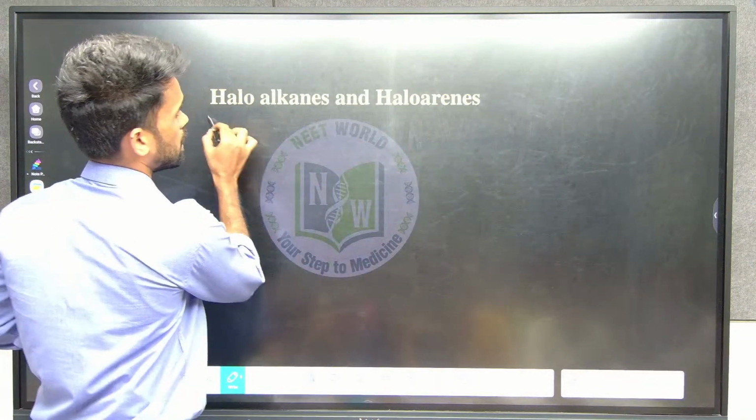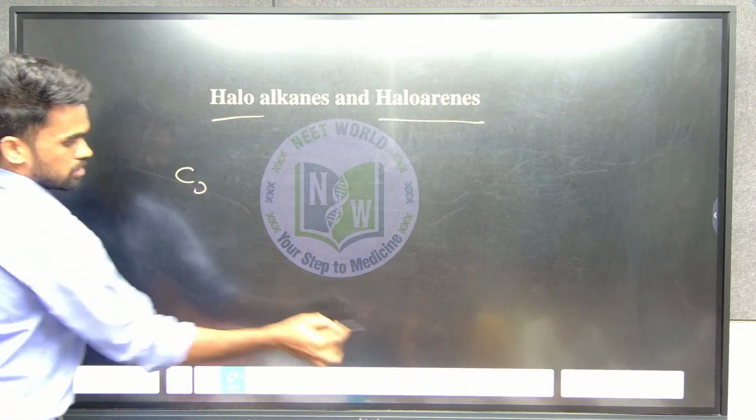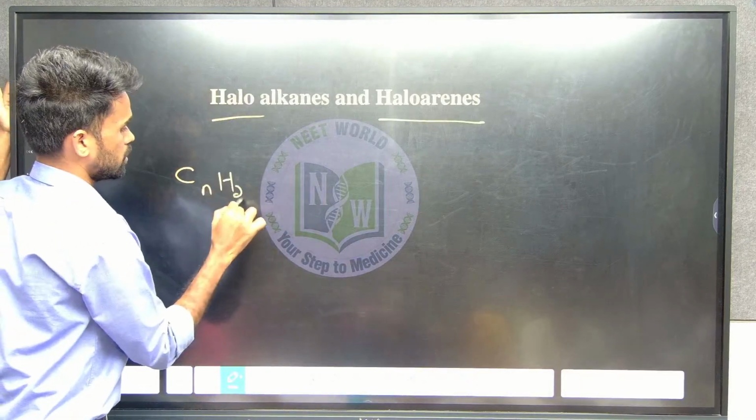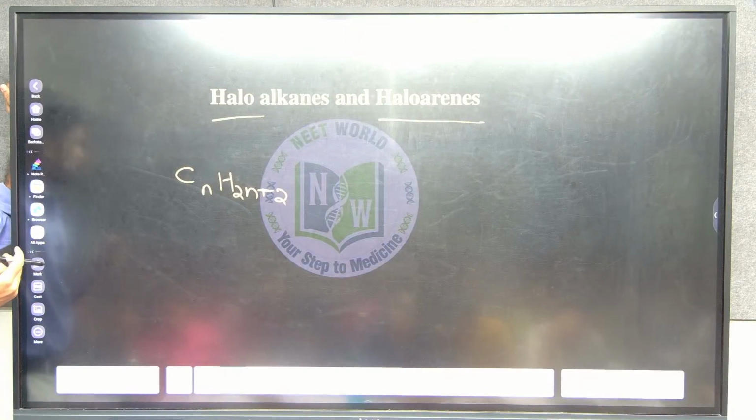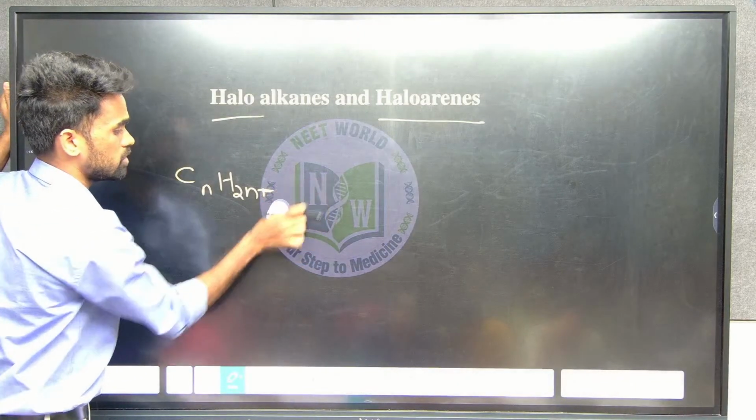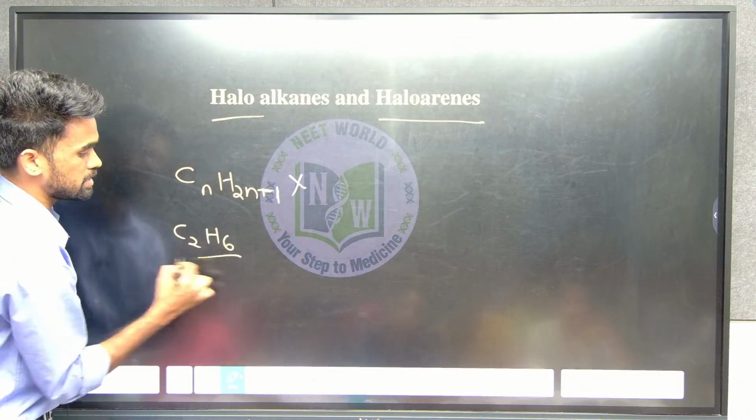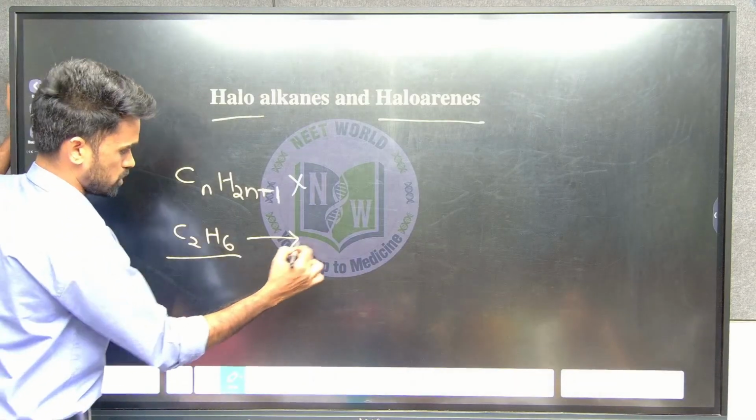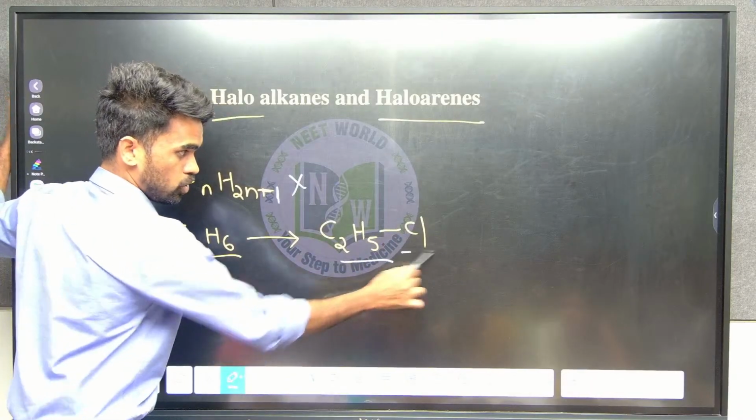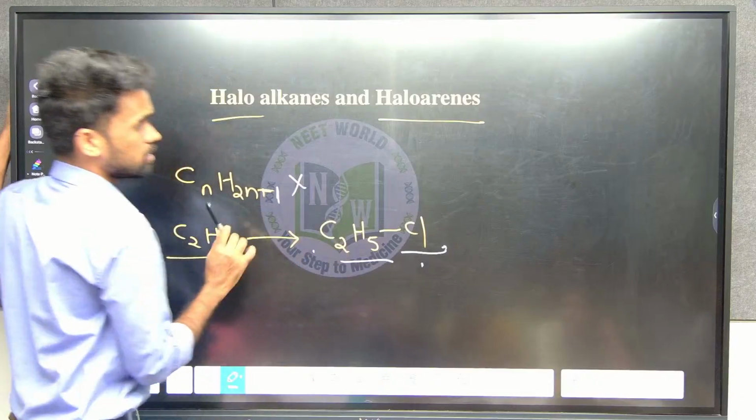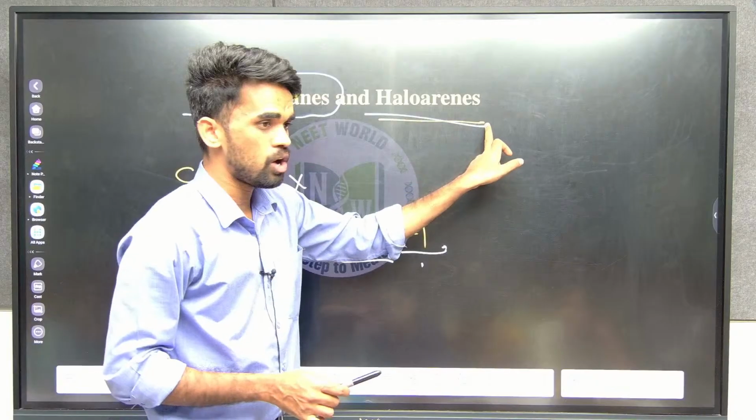Okay. Haloalkanes and Haloarenes. See, CnH2n+2 is the alkanes formula. From this, I am removing one hydrogen and writing X. For example, C2H6 is ethane. From ethane I am replacing one hydrogen with a halogen, giving C2H5Cl, ethyl chloride, ethyl halide. Like that we are getting haloalkanes.